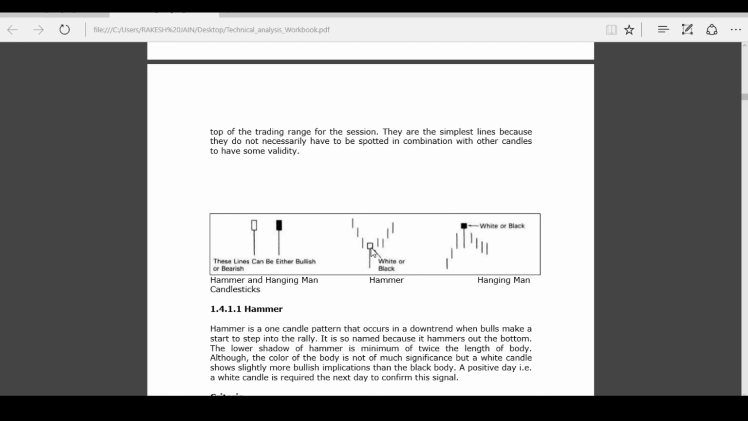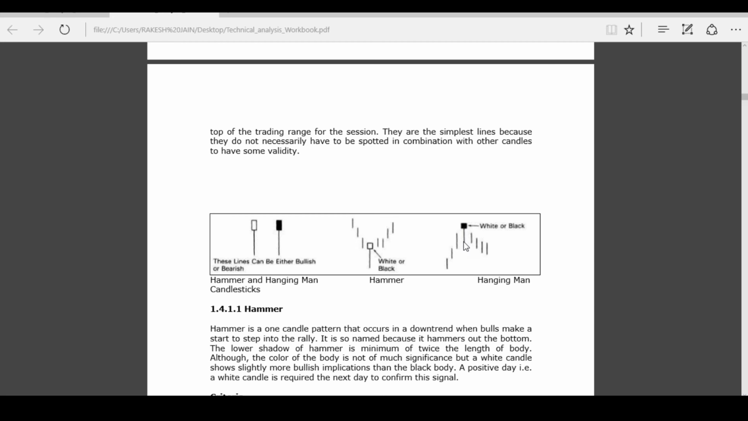So hammer is a very, very powerful reversal pattern. When after a downtrend, this particular shape of candlestick happens, then it says that there could be a reversal from here. Now there are two concepts in technical analysis. One is reversal pattern, one is continuation pattern. When I talk about reversal pattern, it means reversal from downtrend to uptrend or from uptrend to downtrend. So it's called a hammer when it happens after a downtrend. It shows that that particular stock could move or give a bounce back from here on.